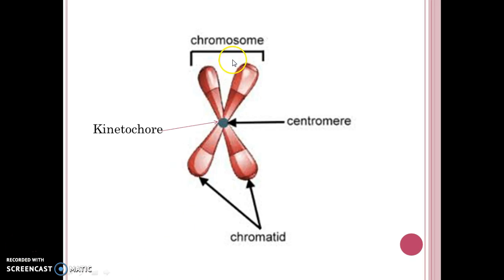This is a picture of a chromosome. These are your sister chromatids. Here is your centromere, and kinetochore is a protein that is located on the centromere.